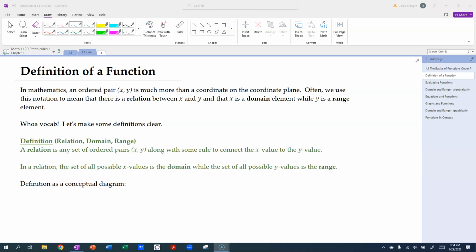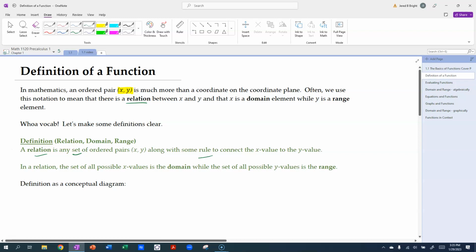So backing up a moment, we previously looked at the Cartesian coordinate system, and in the Cartesian coordinate system we had the ordered pair x, y. And sure, it is a coordinate on the coordinate plane, but really when we match an x and a y pair, generally in mathematics, what we're talking about is something called a relation. In a relation, you can see it's just a set of ordered pairs and some rule to connect the x value to the y value. So really a relation has to have a set and a rule.